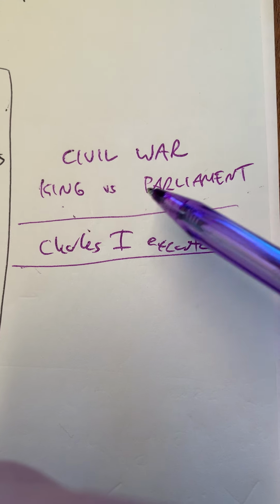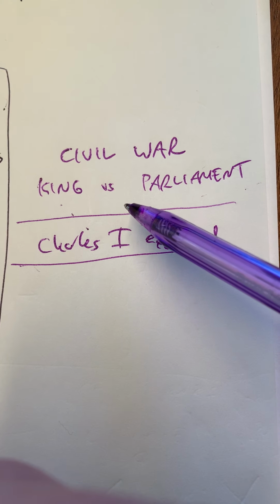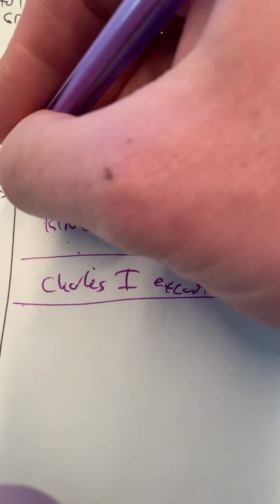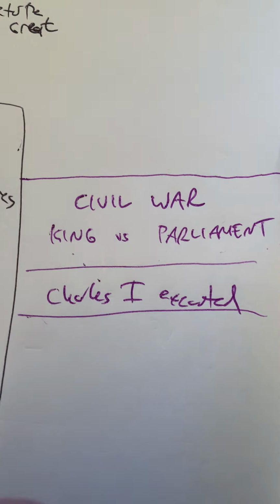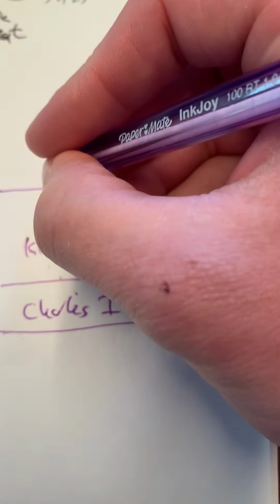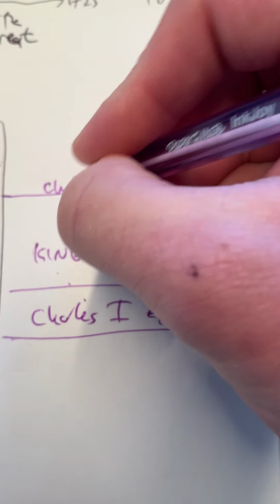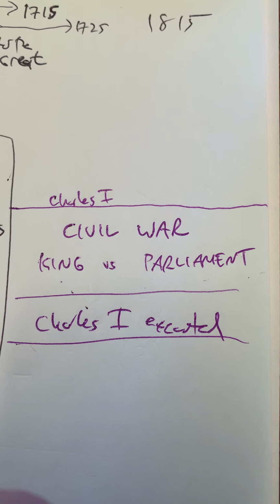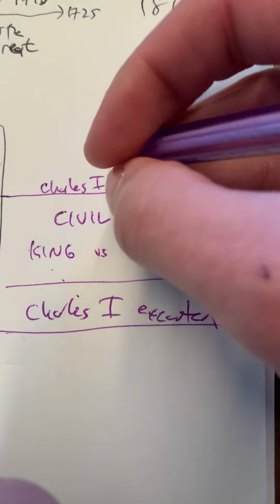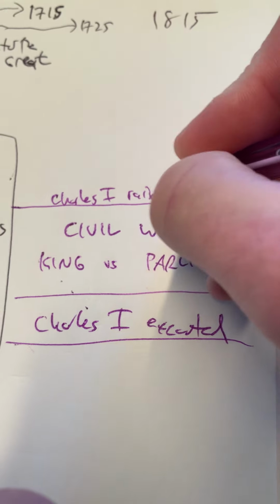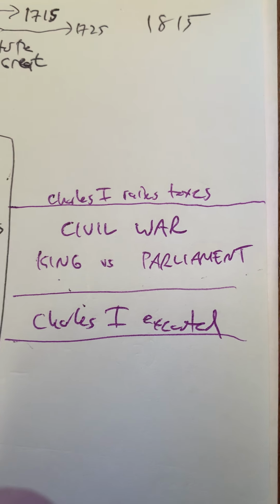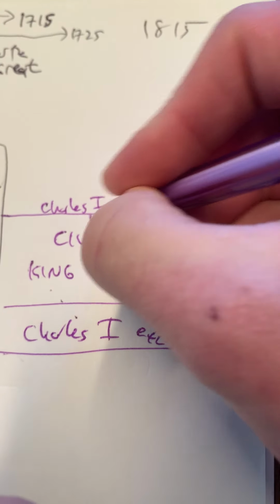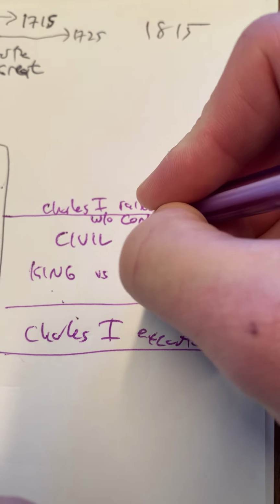Let's see. Okay, you have the Civil War. Why do you have a Civil War in England? This is due to Charles I raising taxes, and this is typical of most revolutions. Raises taxes, and when you think of absolute monarchs, again, think about this word consent. Raises taxes without consent from Parliament.